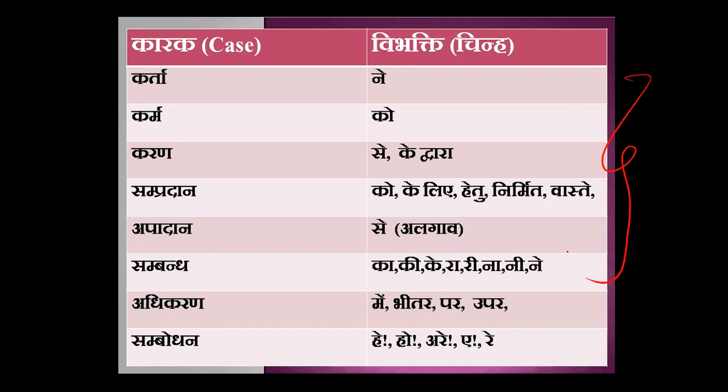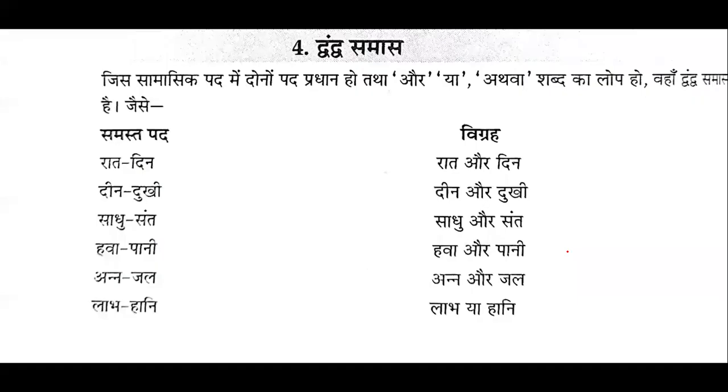So we're going to officially start with the types of Samas. We're going to start with the easiest type of Samas first, which is Dvand Samas. In Dvand Samas, the Samast Pad will have a hyphen like this in 90% of the cases. Let's hope this comes for the exam because this is very easy. If you see Rat-Din, it means night, day. For the expansion, all you have to do is change the hyphen to an 'or', which means 'and'.